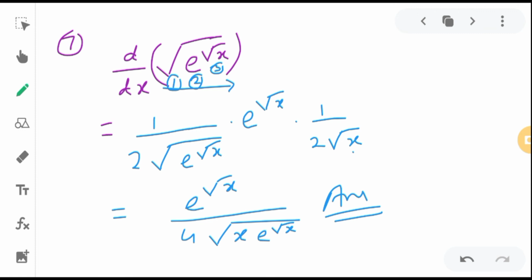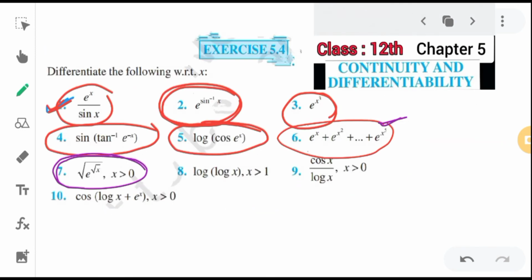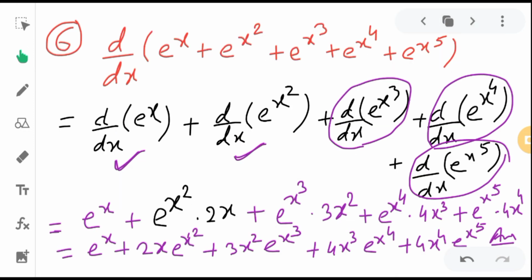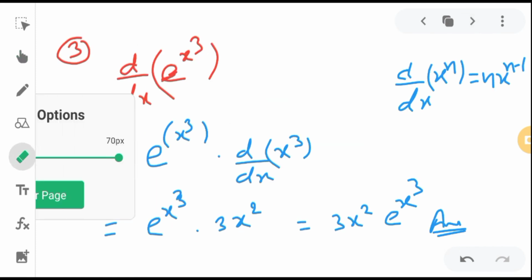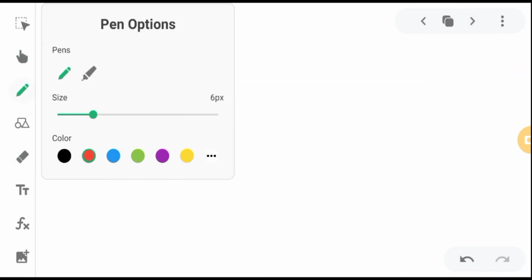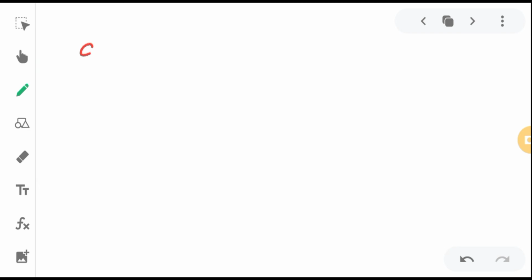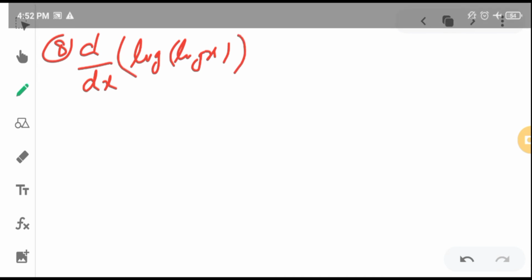Now we will move to question number 8. The next question is we have to find the derivative of log log x. This is my question number 8. So this is the question.